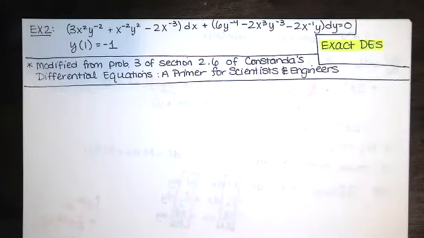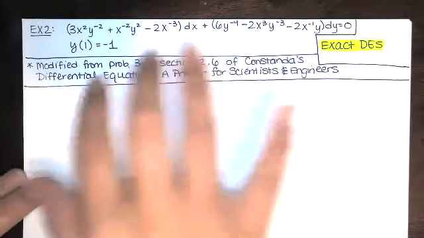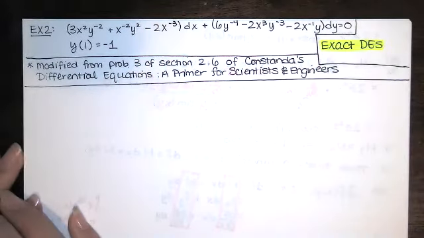In this video, we work a second example of the solution method for an exact differential equation. We've got an equation that looks like this. This time we also have an initial condition.